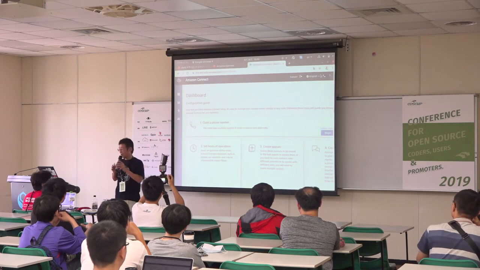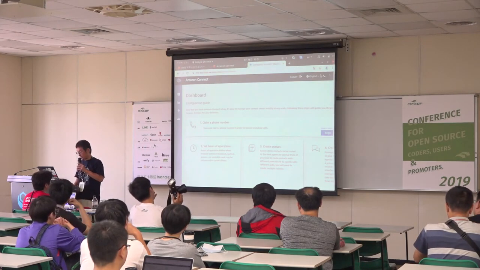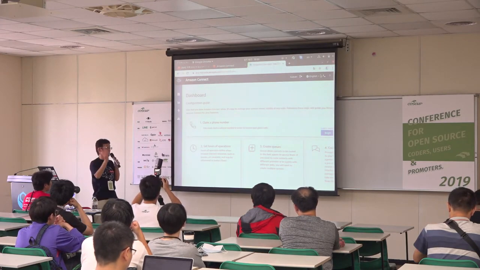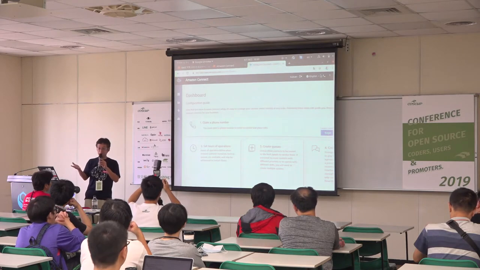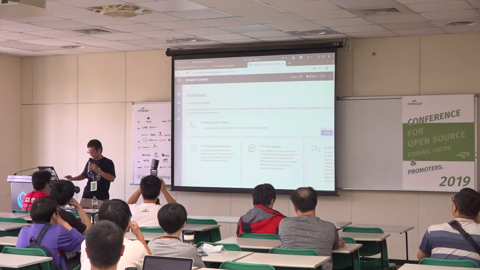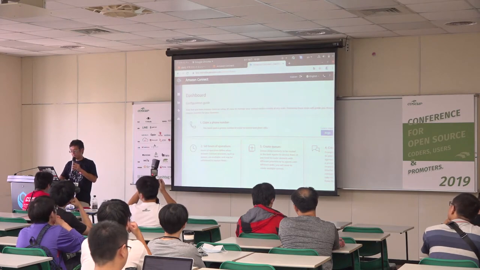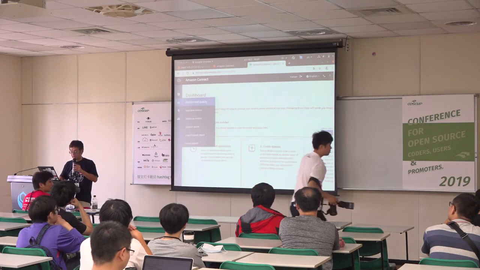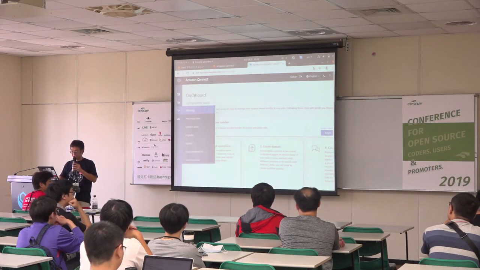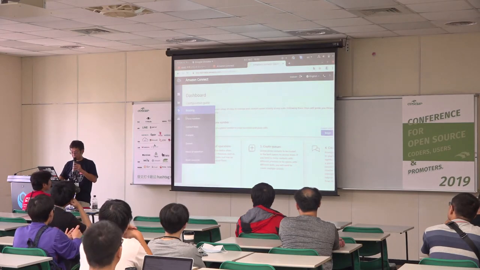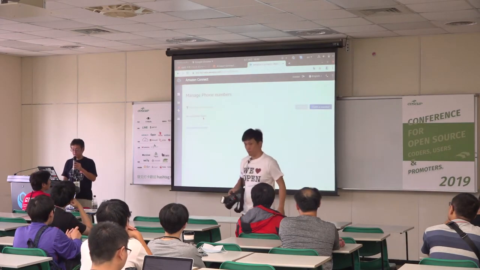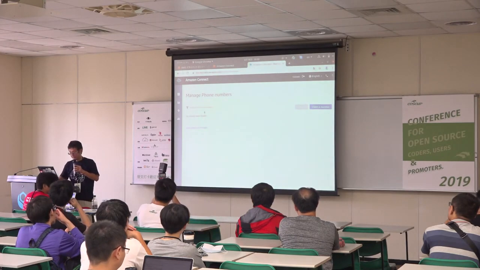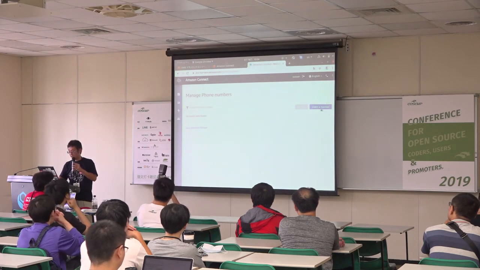AWS Connect is, you know, some people think about programming, but this system is no coding. We connect, we configure, right? So some menus are there, you know. And first of all, phone numbers. Yes, phone numbers. Phone numbers are automatically decided by AWS Connect. So claim a number and register.